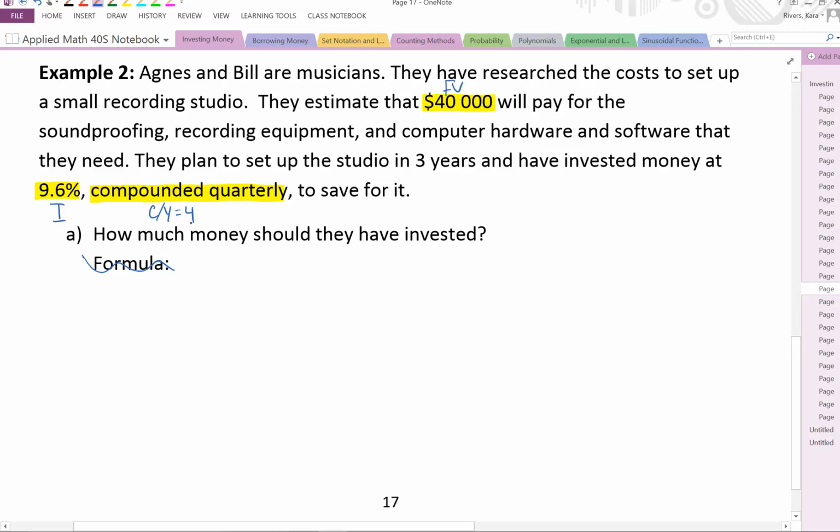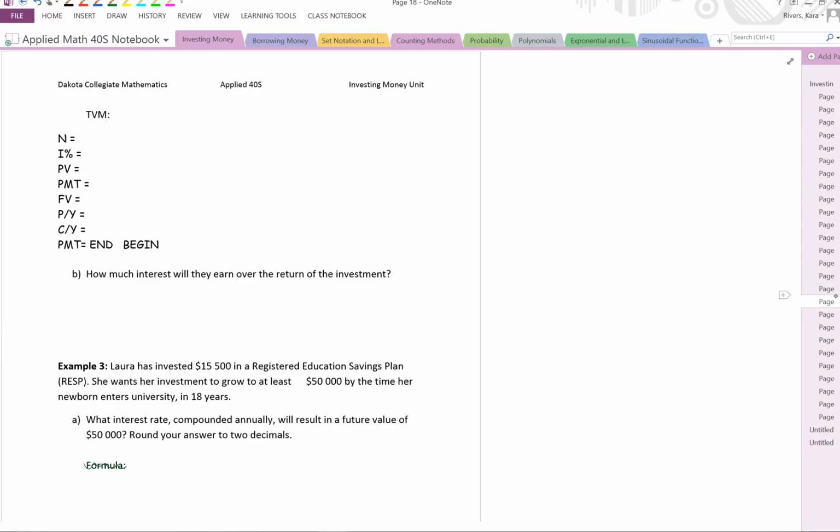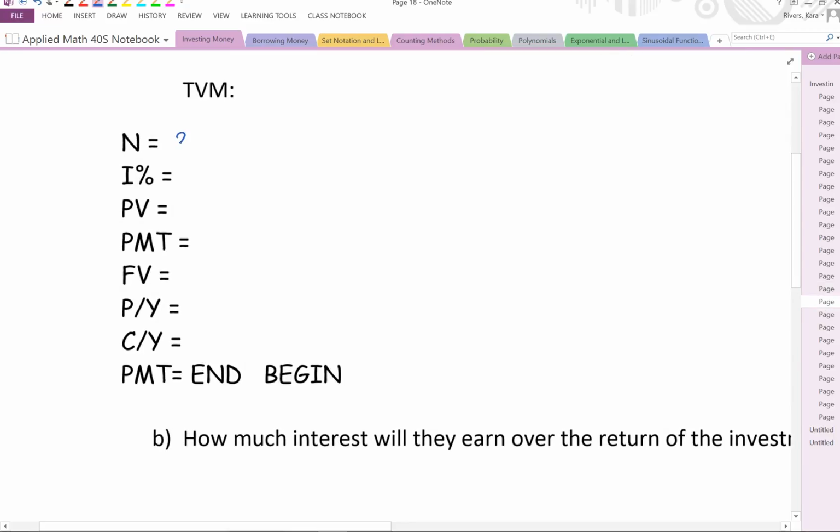Now, it says they plan to do this in 3 years. So 3 years is T. And it looks like we're doing it as a lump sum. So our PMT would be 0 and our P/Y would be 1. Okay, so let's go and put in all those values. So we've got 3 times 1. I is 9.6. PV we're solving for. PMT is 0. Future value is 40,000. We've got 1 and 4. And we're solving for PV.